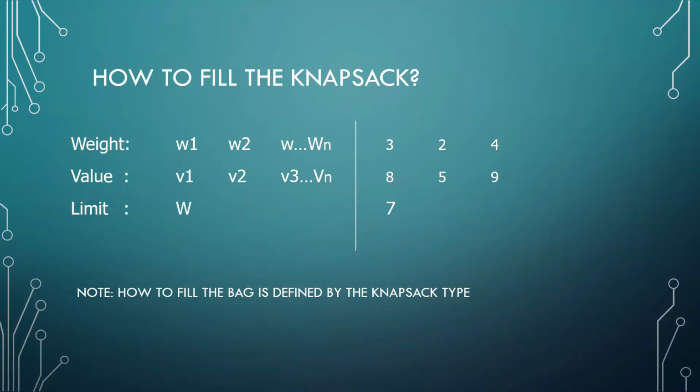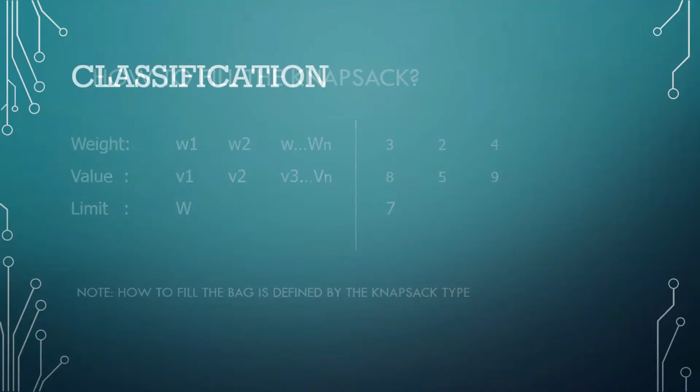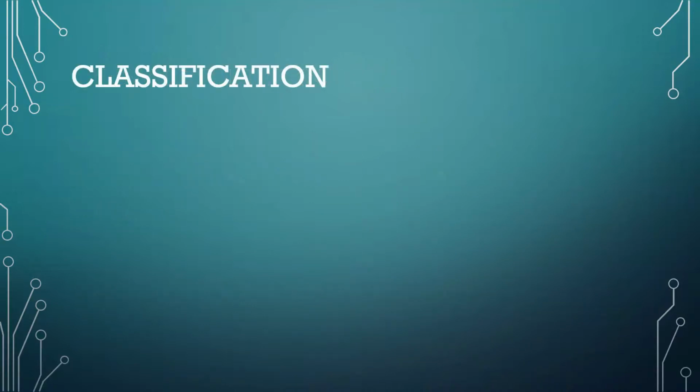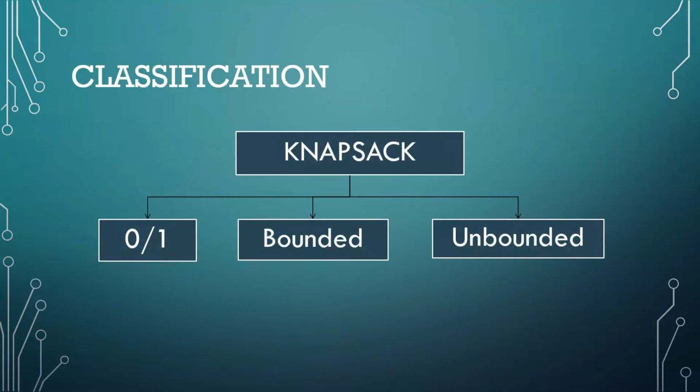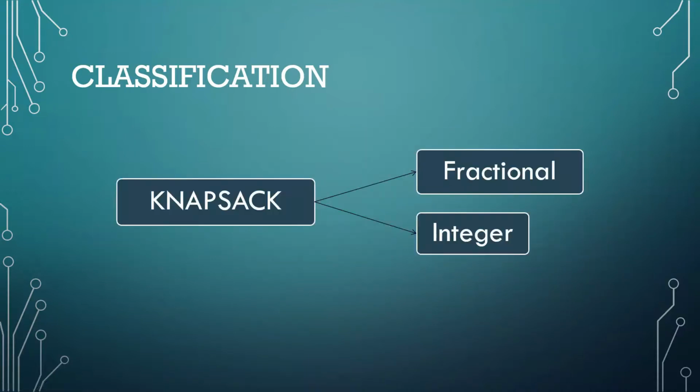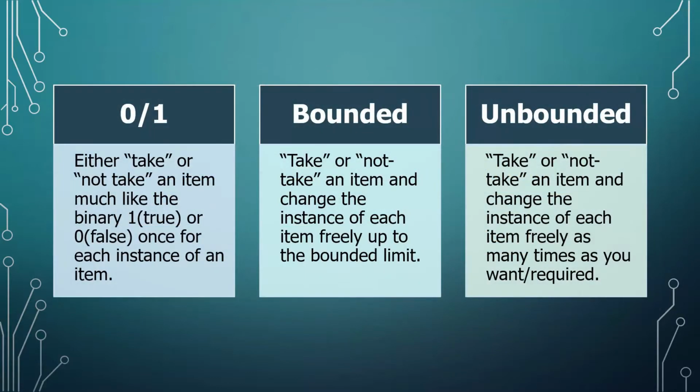There's a note here. We can see that how to fill the bag is defined by the knapsack type. I'm going to discuss that as well, the classification of knapsack problems. Basically there are three types of knapsack problem: 0 or 1, bounded, and unbounded. And there is also another type, which is called fractional or integer. I'm going to give a brief explanation of each of the types.